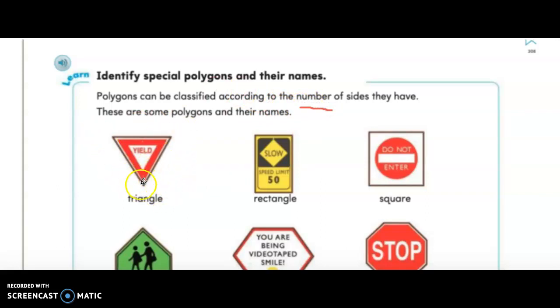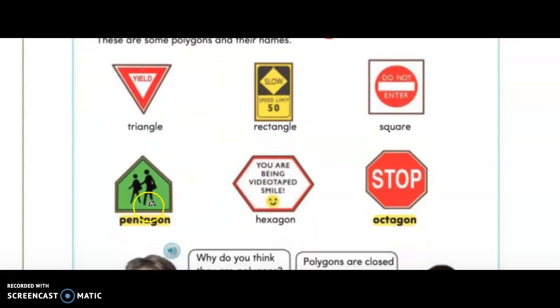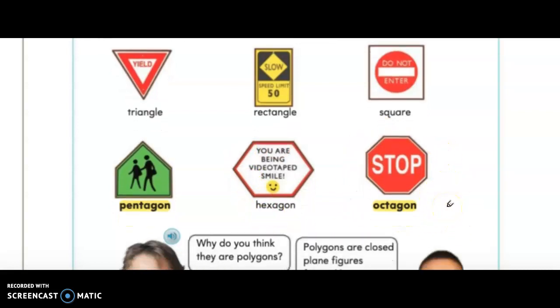So this 3-sided figure, which I think we all know is a triangle. This 4-sided figure is a rectangle. And we should remember this one because we know a square has 4 equal sides, so that's why these 2 are different. Rectangles have 2 sets of equal sides. Then we have a pentagon, which is a 5-sided shape, a hexagon that is a 6-sided shape, and then an octagon, which is an 8-sided shape.